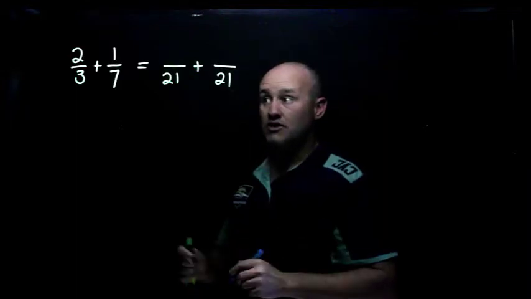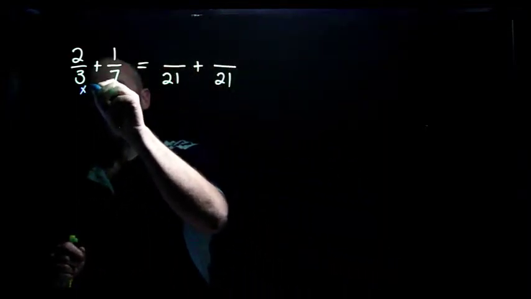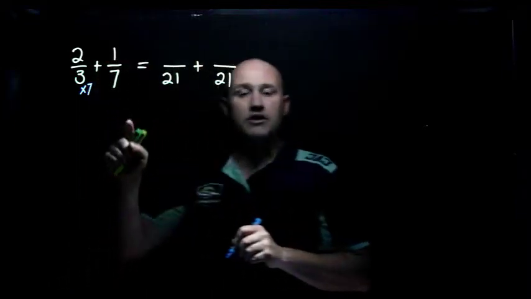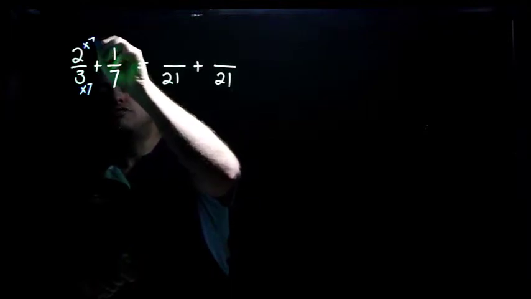But what I need to do is ask myself, how did I turn that 3 into a 21? I multiplied it by 7, and to keep things fair and even and the same, I need to multiply the numerator by 7 as well.